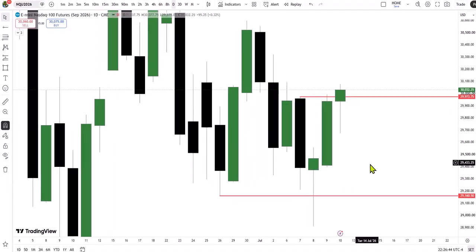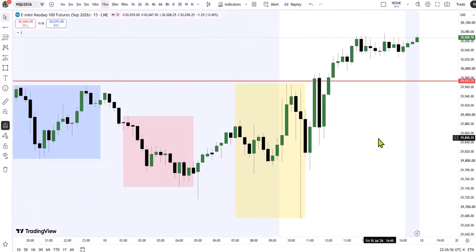Because of what I see here, now that I have a bias, I can wait for that setup, which is my long setup, to appear inside of Thursday at that specific time. So I'm going to now drop down to the 15-minute time frame and look at Thursday's New York session.